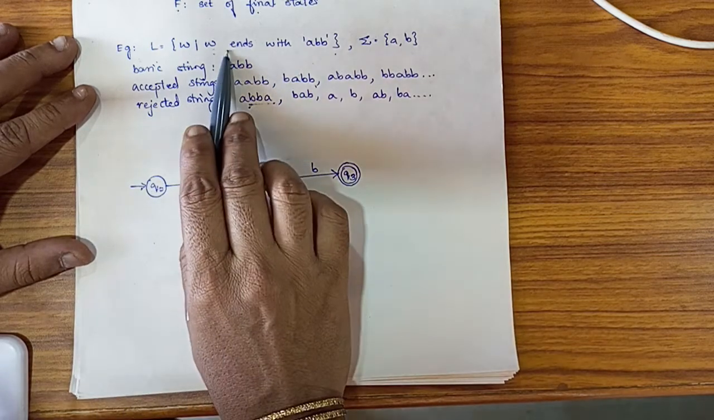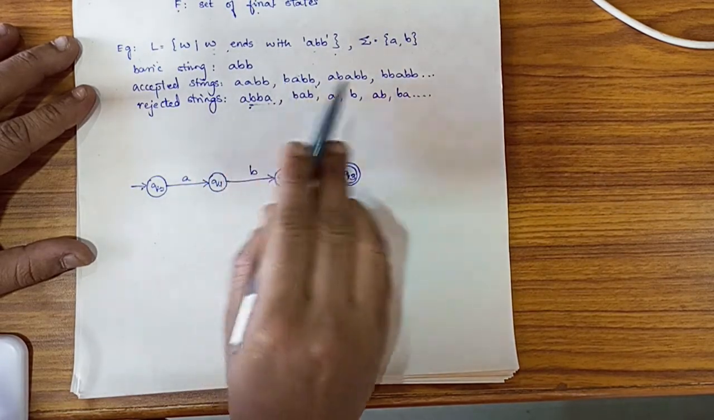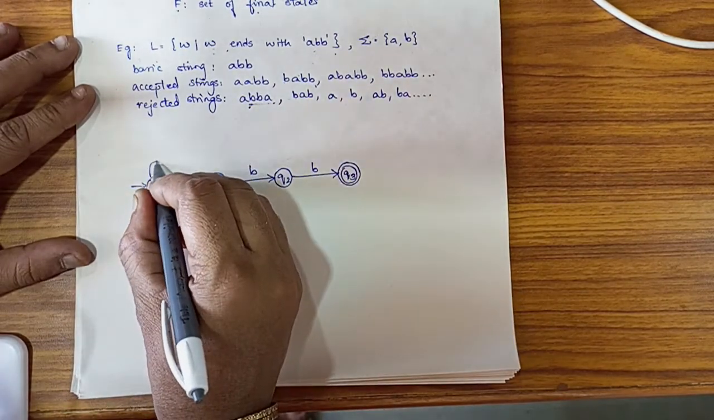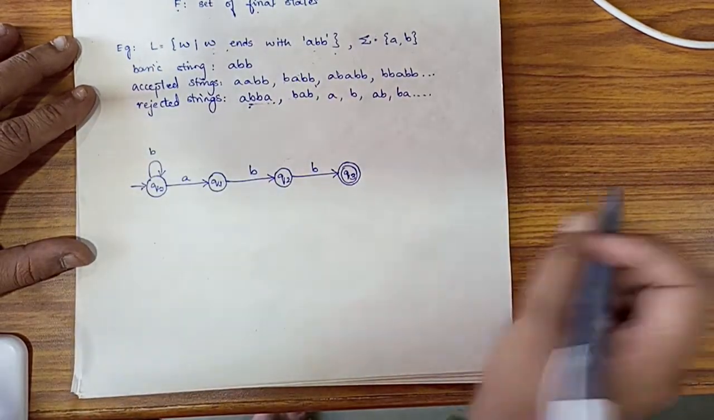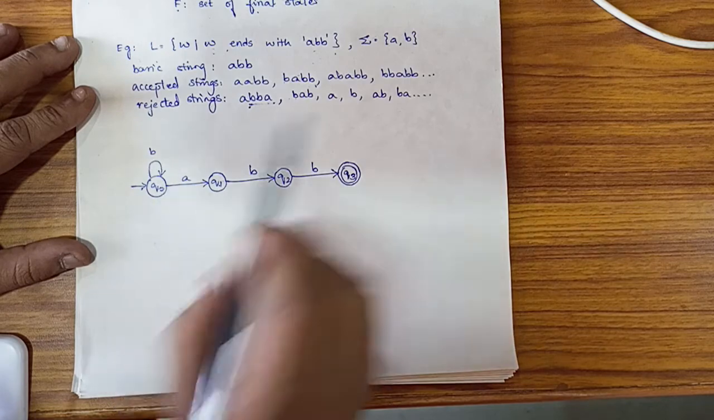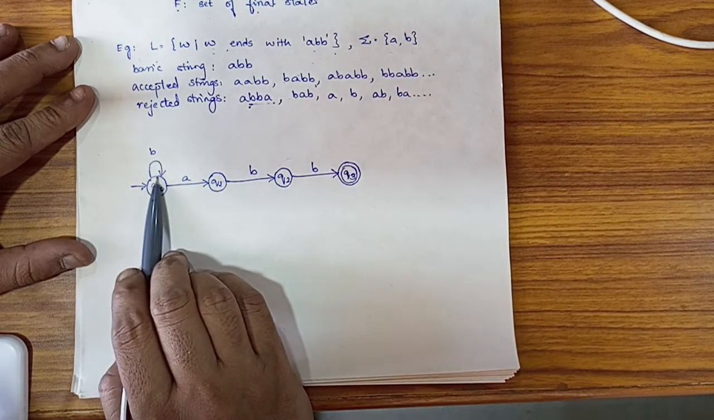So my condition says ends with ABB, so it doesn't matter what I start with, right? I can start with a B, I can start with any number of B's, so I can put a self loop over here for accepting B. Now Q0 is done. There are two input symbols A and B. I know what to do on getting an A, I know what to do on getting a B.